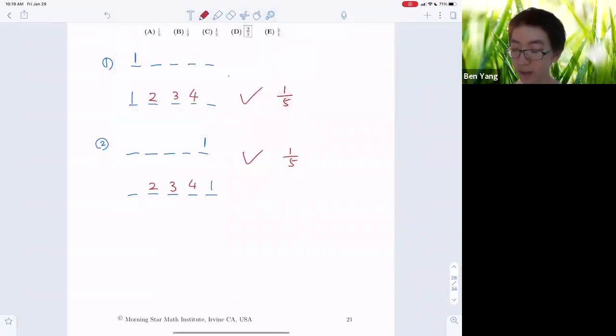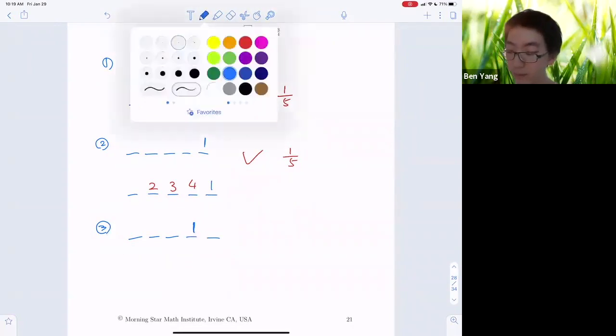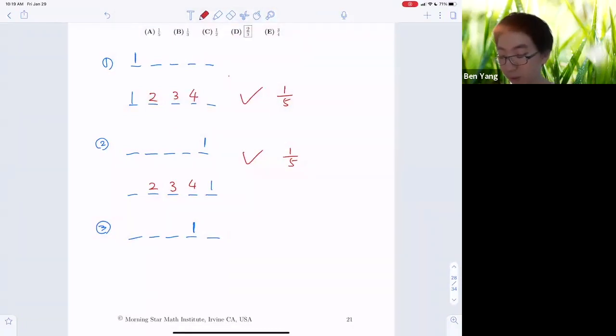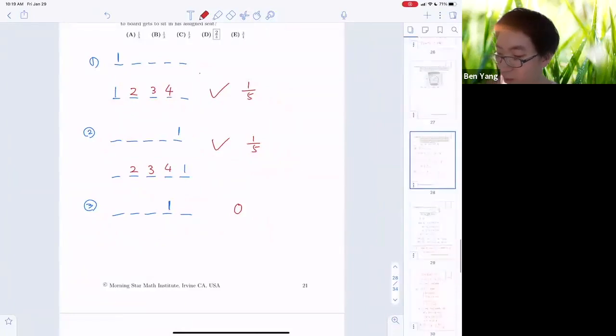Okay, next case. Maybe the first person takes the seat number 4. That's also pretty straightforward because in this situation, the fourth person is never going to take seat number 4 because the first person is already there. That means the probability here is just 0. Right? The fourth person is never going to take his own seat. Okay, so I guess we have 2 more cases to go.